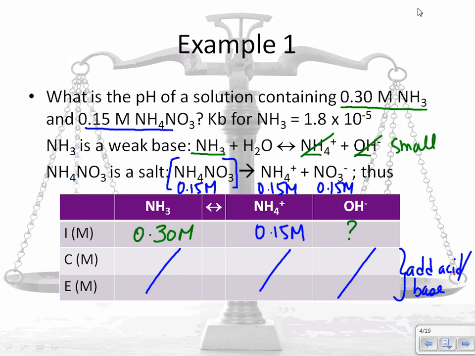If we add acid or base, then the equilibrium of the buffer is going to change. But for now, we're just looking at the buffer. I haven't changed anything to it. Can I calculate the pH of that buffer solution? Can I take the Kb for NH3 and solve for OH-, which in this case I'm going to call X?